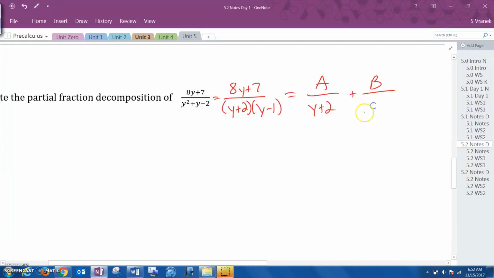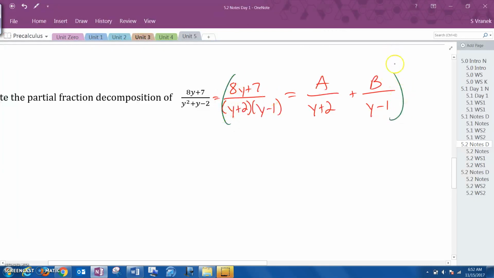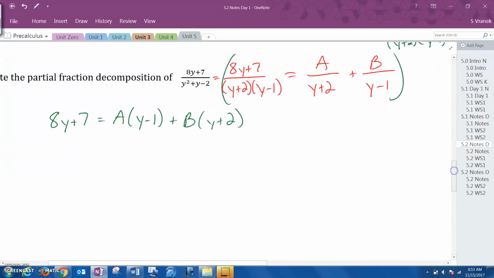That's like our breakdown. Now we're going to multiply the whole equation again by the common factor, the least common factor, y plus 2 and y minus 1. When I multiply each three of these things, the 8y plus 7 is left by itself. A, the y plus 2 cancels, so you're left with y minus 1. And b, the y minus 1s will cancel, so you're left with the y plus 2. So here's our new equation again that we're going to be using to figure out what a and b are.